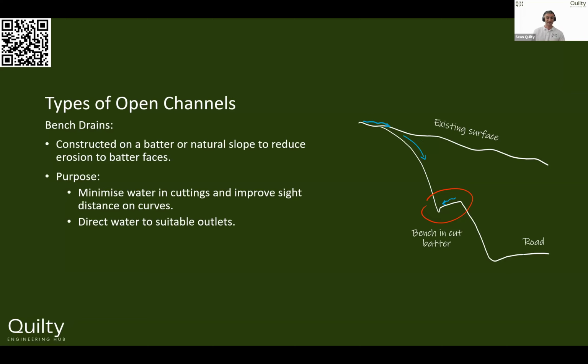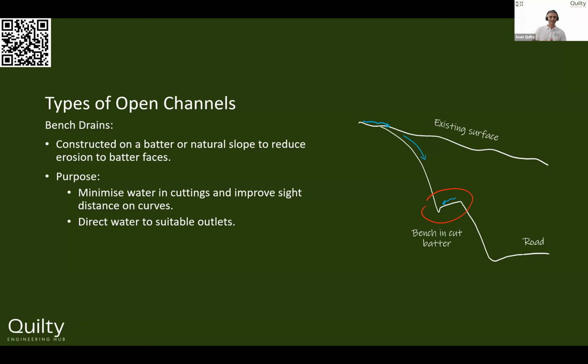The other problem is if you get a massive amount of water flowing down a massive, high batter, you're going to have a huge issue right down the bottom near your road, where you're basically getting this curtain, almost a waterfall effect, down to your road. So we can divert some of that water by having these bench drains.